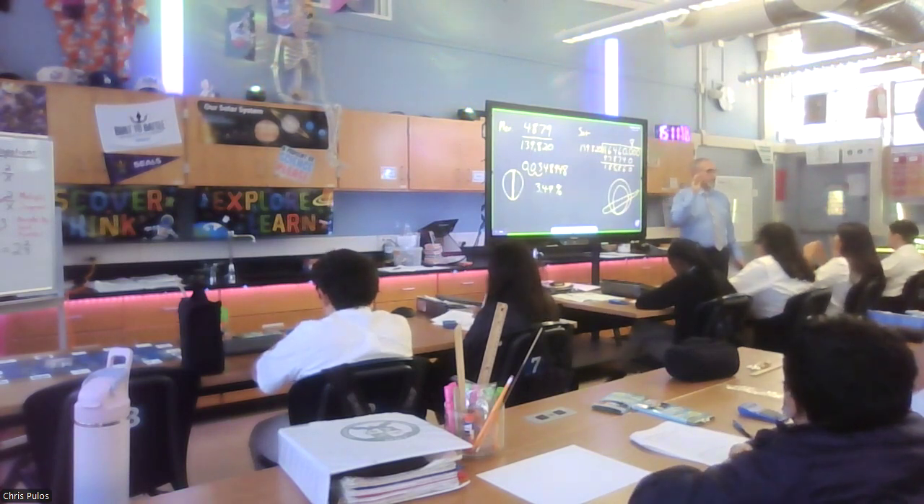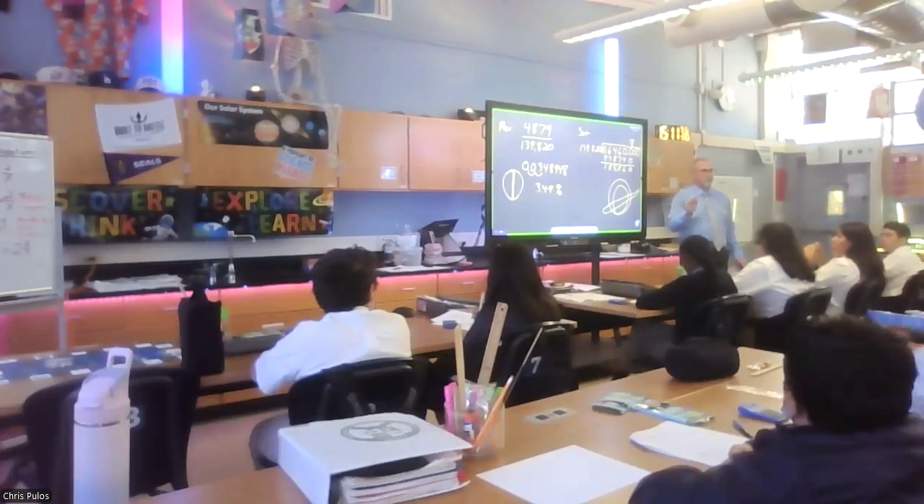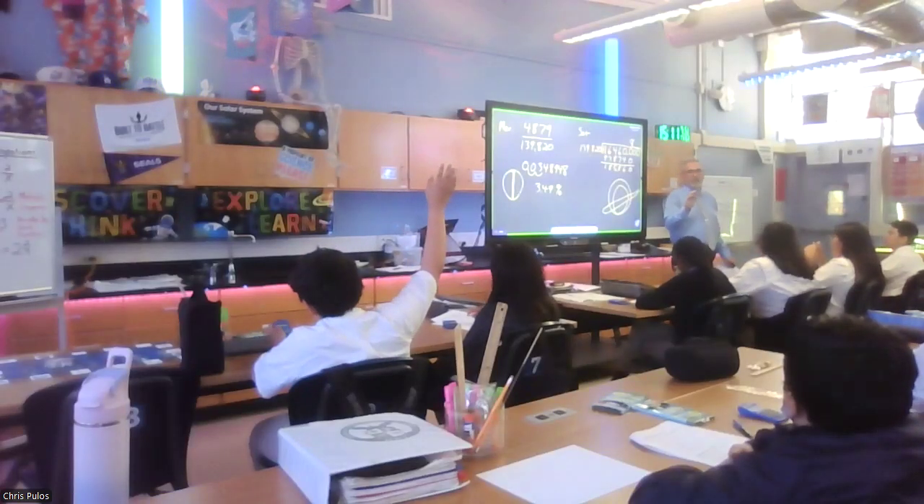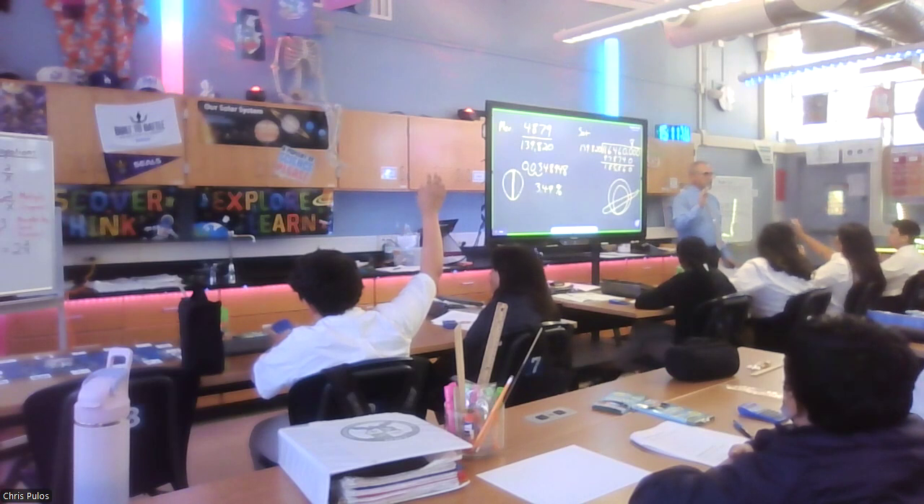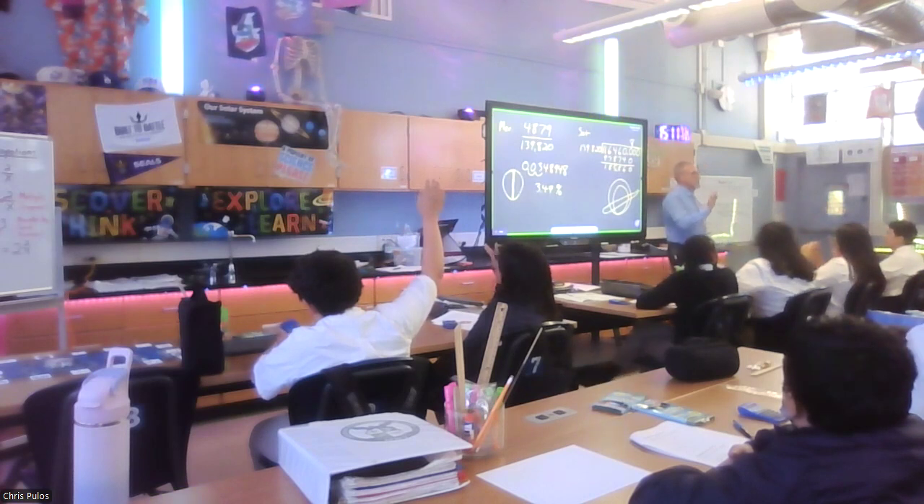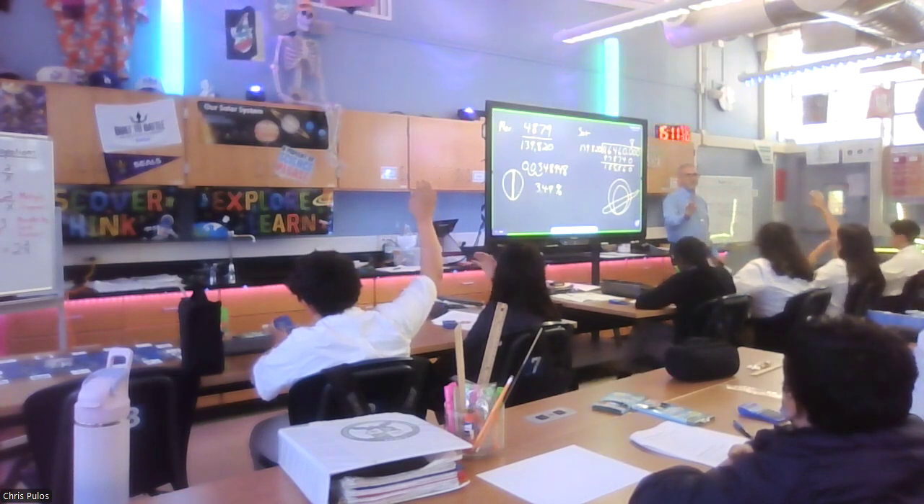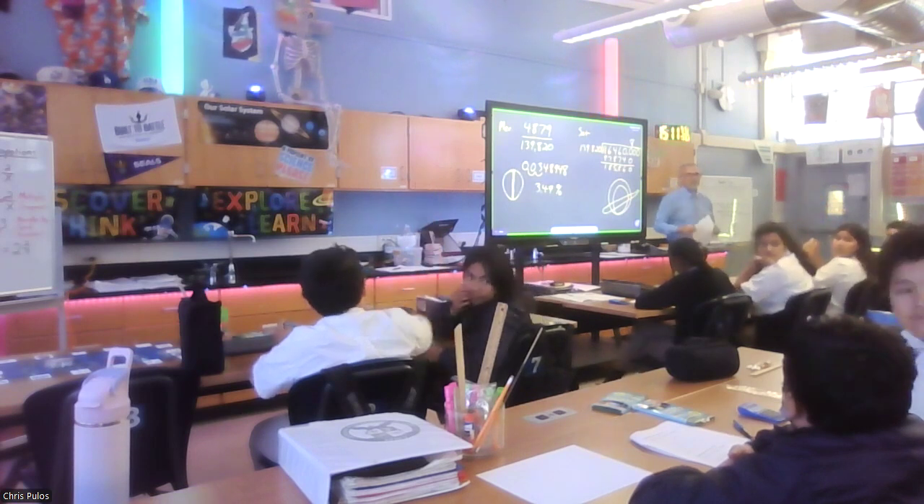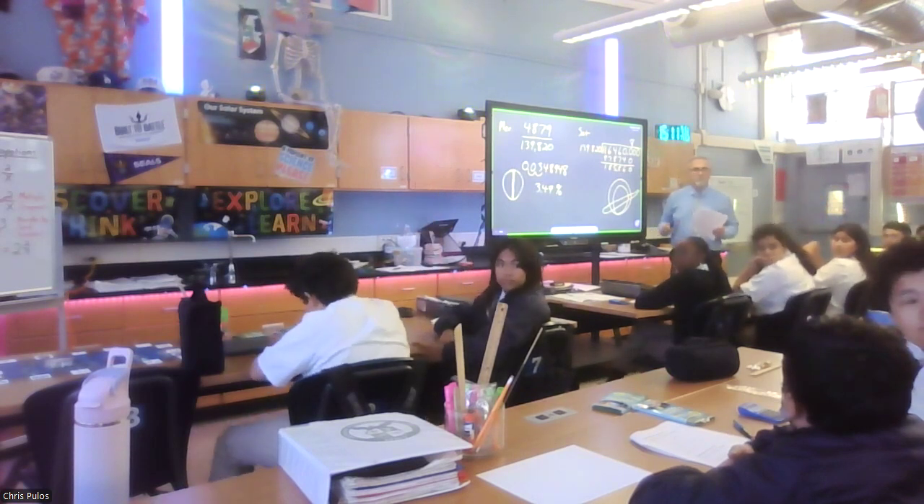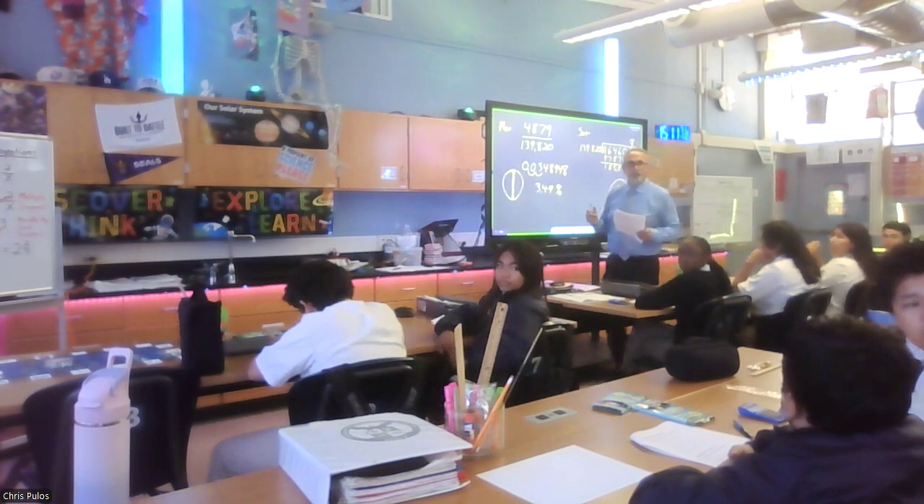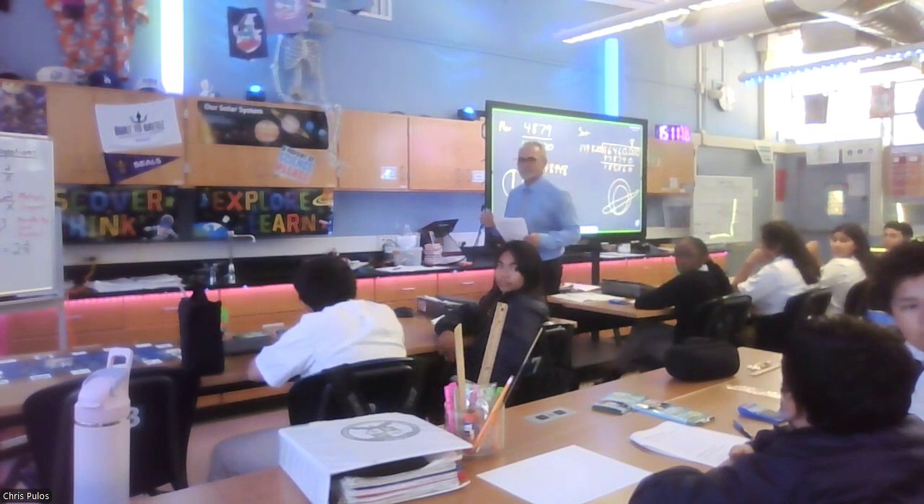Big bonus. Who can name them in order? Looking for somebody who has not raised their hand yet. From closest to the sun to the furthest out. Looking for somebody who hasn't raised their hand yet. Yes. Go ahead. Mercury, Venus, Earth, Mars, Jupiter, Saturn, Neptune.